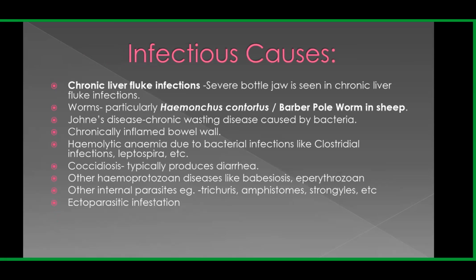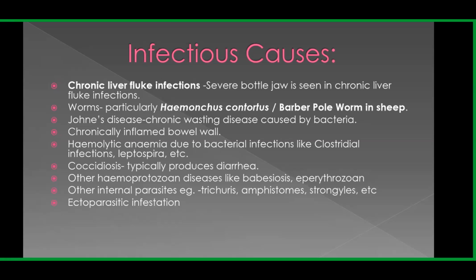So, liver fluke is one of the important causes of bottle jaw. Chronic liver fluke infection actually causes liver infection. Since the liver is very affected, what happens? There will be a reduced amount of protein synthesis. So again, the oncotic pressure of the blood and the intravascular space is reduced, and that will lead to oozing out of the fluid from the intravascular space to the interstitial space.